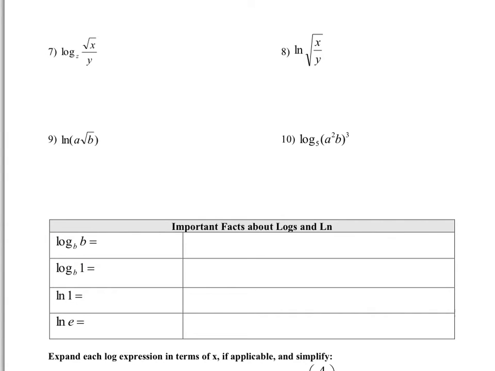Okay, why don't you try example number 7 and example number 9 by yourselves? And then hit resume when you're done. No cheating. Okay, these should be your answers.